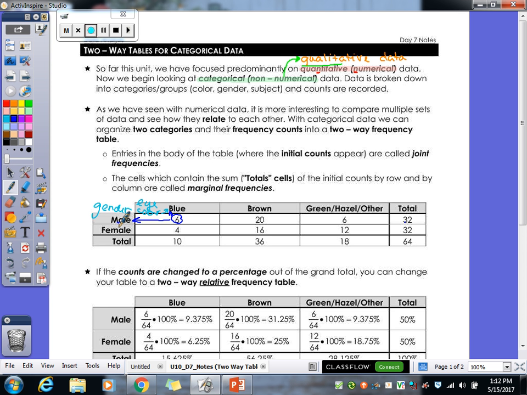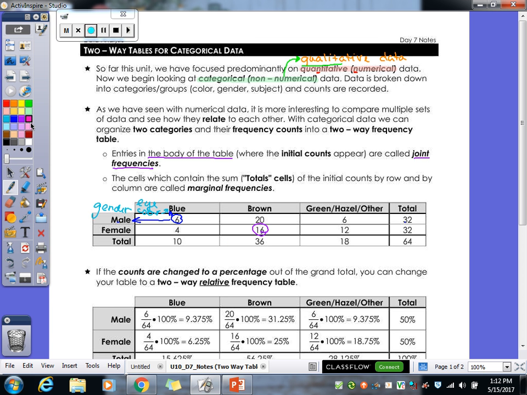The entries inside the body of the table, where the initial counts appear, are what we call joint frequencies, because if you think about it, it's joining two things together. Like this 6 here is joining a male with blue eyes. It's joining those two things together to give you the count of 6. Right here would be 16 females with brown eyes. It's joining your females and your brown eyes. That's why they call them joint frequencies.